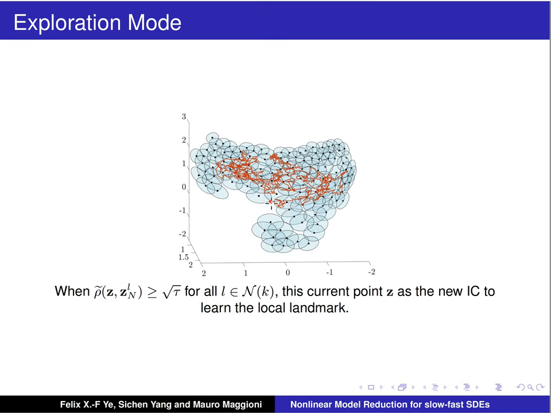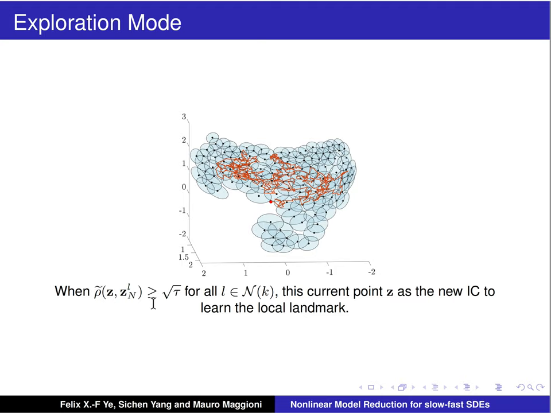Once it gets out to the point right here, this red dot, and I find my diffusion distance to all points compared to its neighbors is bigger than the square root of tau, what does that mean? My current point is out of the cover of the neighborhoods. So what you're going to do is set this current point as a new initial condition and go back to the algorithm that we have to learn the new landmark. Then I'm going to append the new neighborhood into this set of neighborhoods of the landmarks. So gradually you are tiling up this invariant manifold.